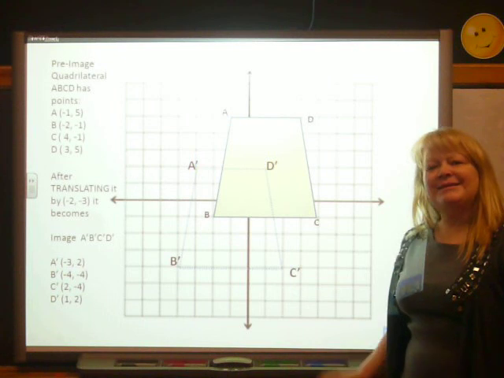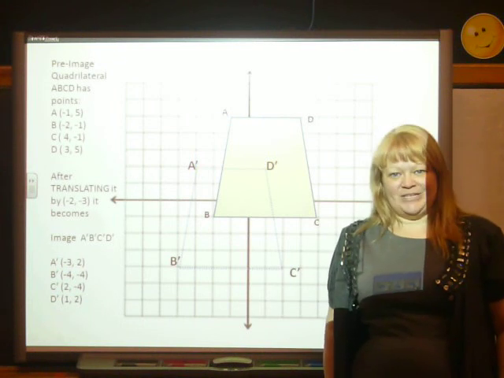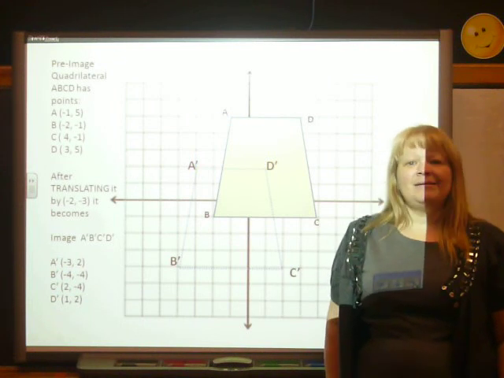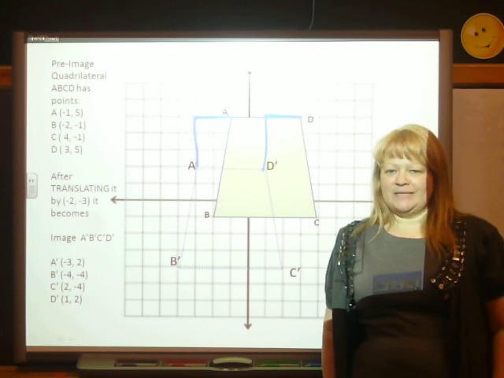And that's all there is to doing a translation. It's sliding left or right, up or down, using your x and y axis.